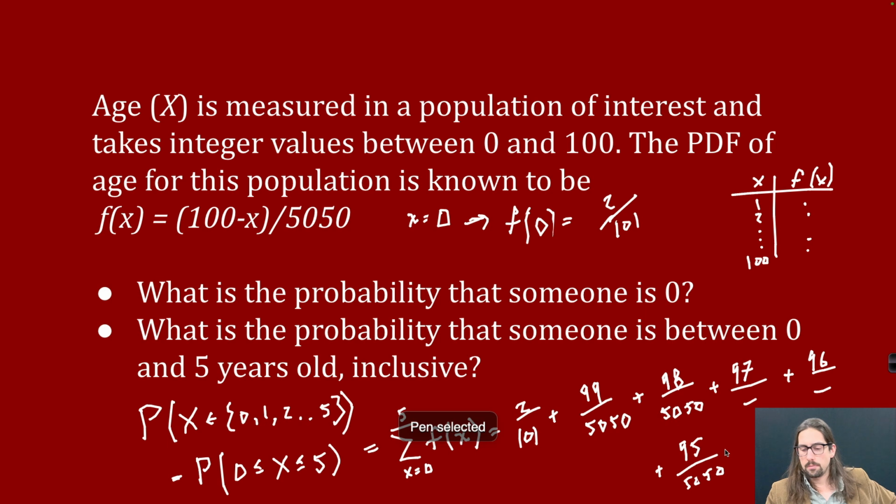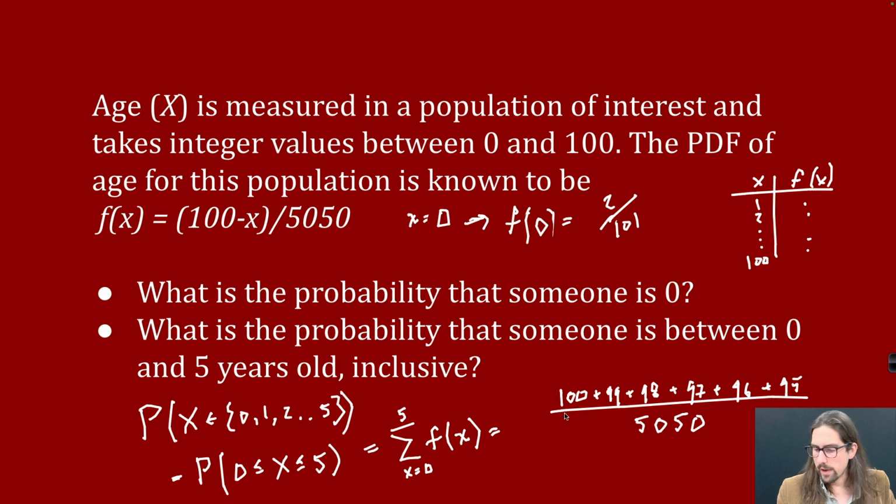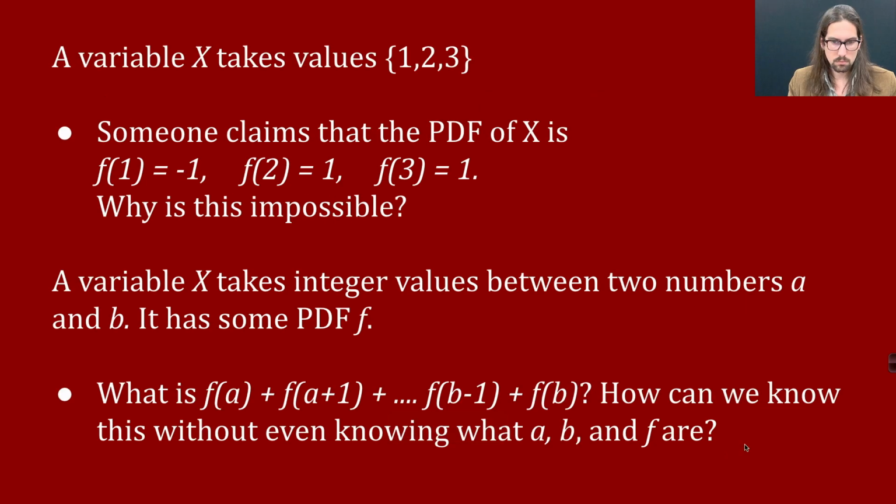Right? And since we're always dividing here by 5,050, if you want to write it more compactly, you'll see that this is just 100 plus 99, 98, and so on. So fine, whatever. You can just add these together and divide, and you'll get some number out, and that's it.